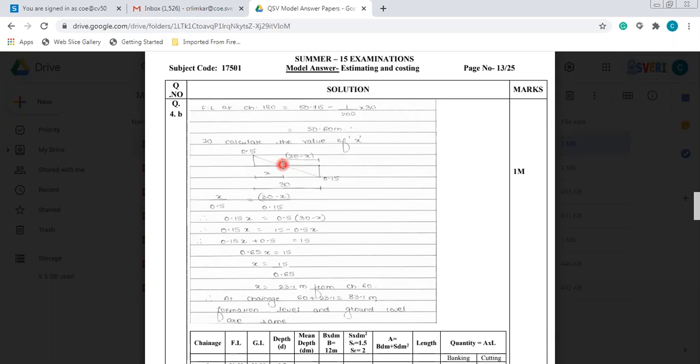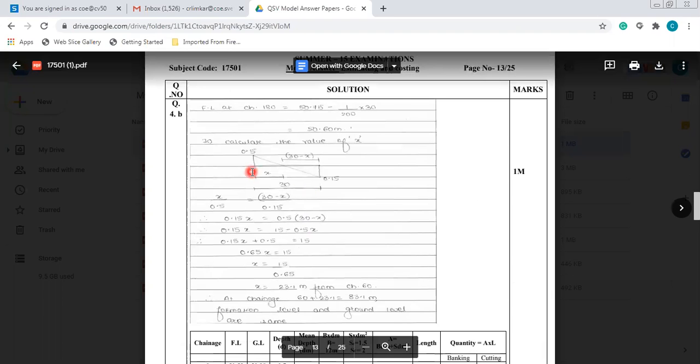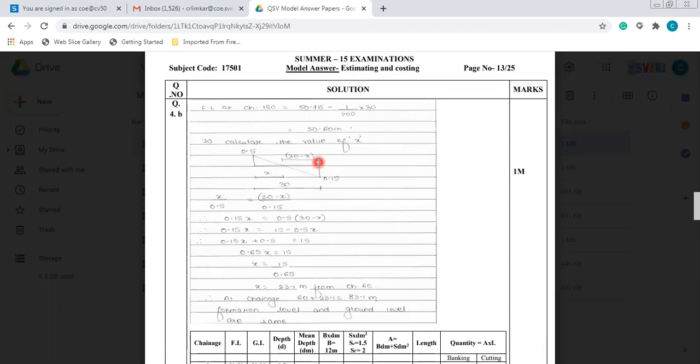Okay, how are you going to determine that? Again, you can understand. See, this is the point. Suppose at 0.5 depth, what is the chainage? It is 60 meters. So this is the point where the chainage is 60 meter. This is the point where the chainage is 90 meter. So what is the difference between the chainages? It is 30 meter, correct? In between this 30 meter, there is one point where depth becomes 0. Suppose that distance we are considering as X distance. Okay, you can take it from the right hand side or from the left hand side. It doesn't matter.